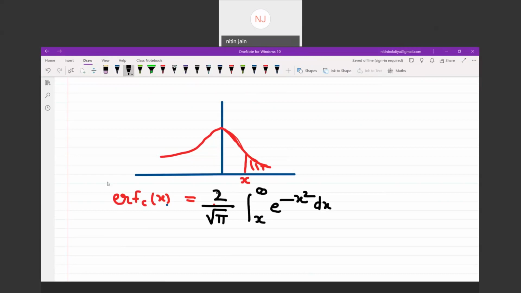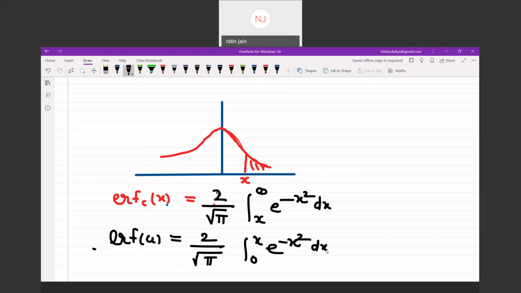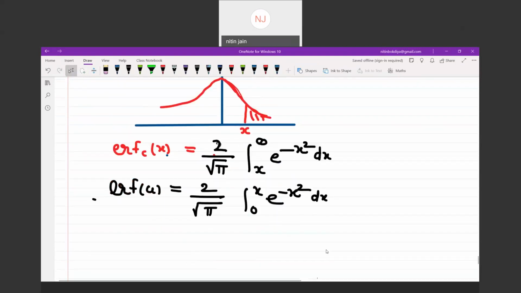And one more function is known as the complementary error function. Error function is given by ERF of u. So from 0 to u, how much will the area be? It's 2 by under root of pi, 0 to x e to the power minus x square into dx. These are two types of functions which tell us the area of a Gaussian function.